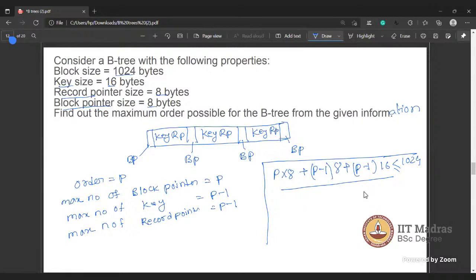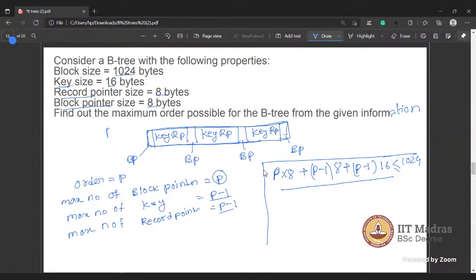Can you explain this equation again? Okay. See, in each block, if the order is P, then the maximum number of block pointers is P, the maximum number of keys will be P minus 1, and the maximum number of record pointers will be P minus 1. So in each block, there can be a maximum of P block pointers, right?